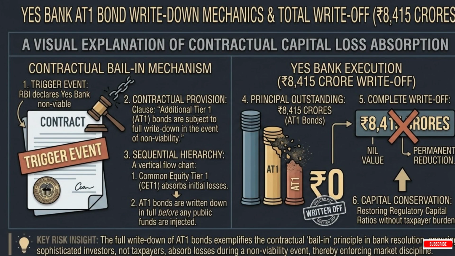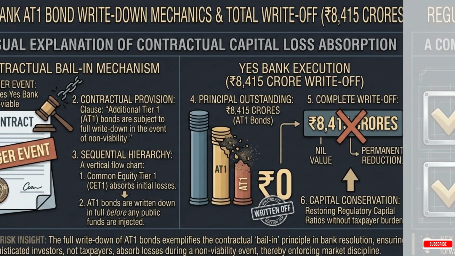A major component of Yes Bank's resolution was the write-down of additional Tier 1 or AT1 bonds. This measure led to the complete write-off of over 8,400 crore Indian rupees in AT1 bonds.